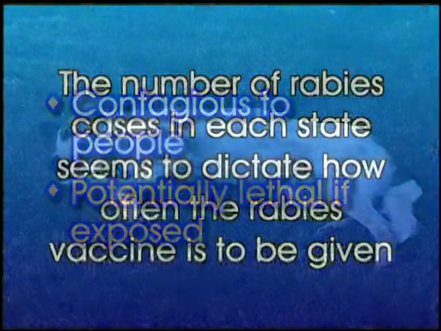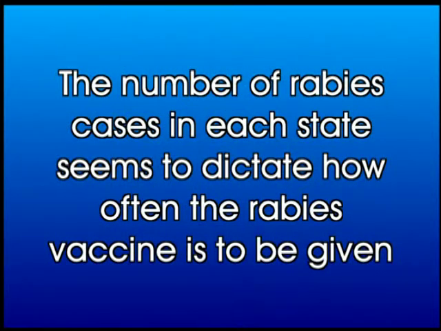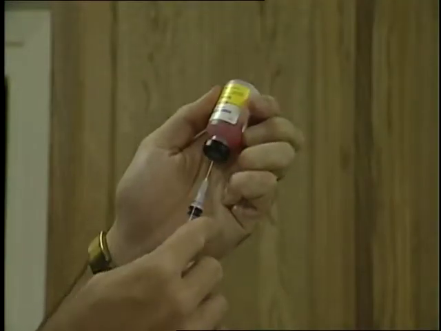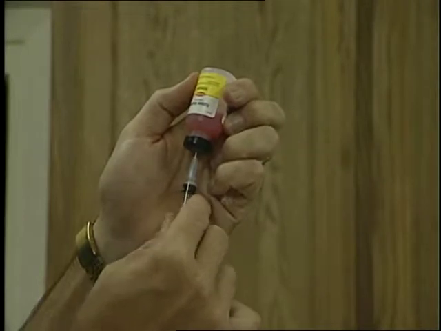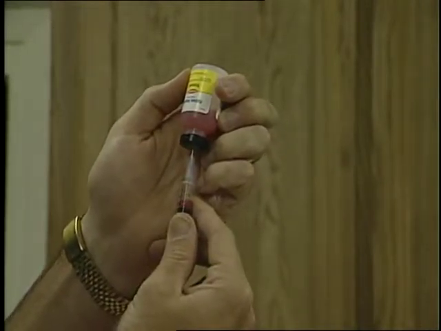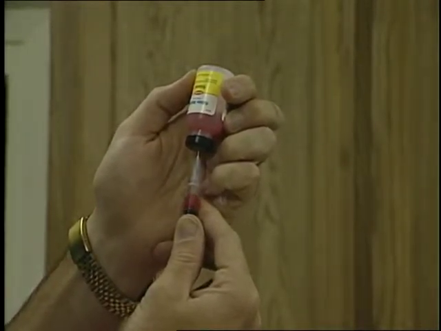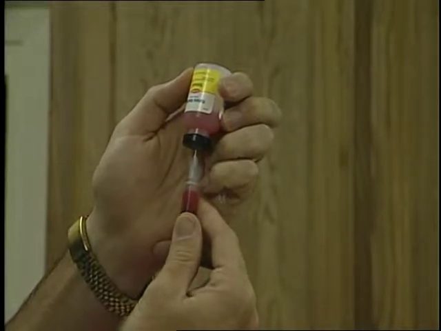die. The number of rabies cases in a particular state seems to dictate how often a pet needs to be boosted. Some states require this vaccination every year. Others mandate it for every 2 to 3 years. Fortunately, the rabies vaccine is extremely effective at preventing the disease. That's why only 1 shot is required initially to provide the needed antibody protection.